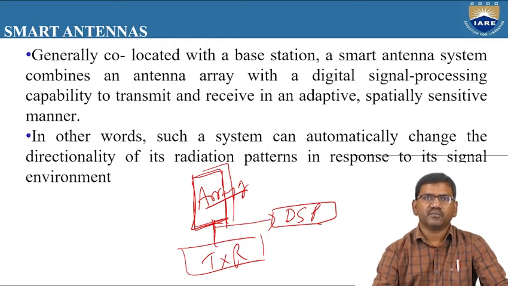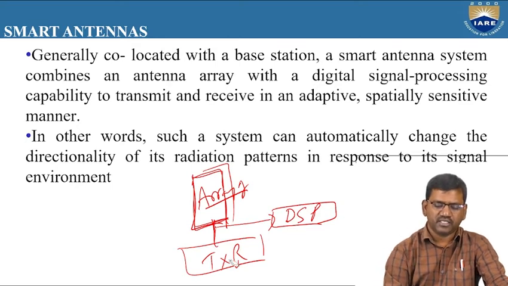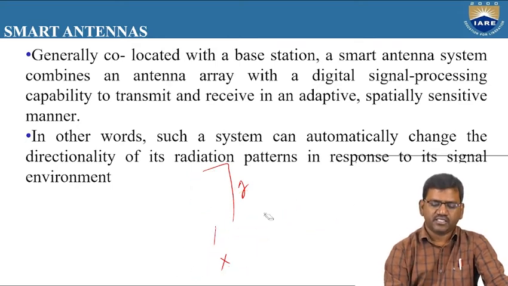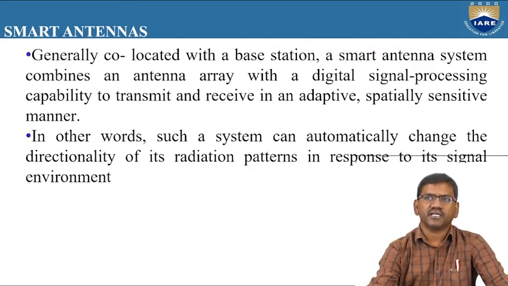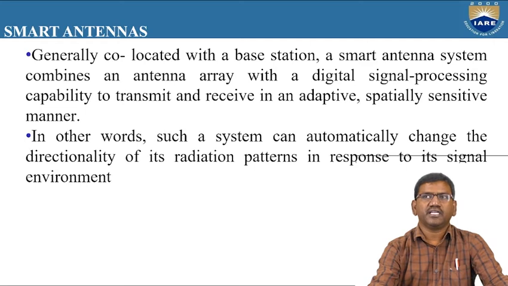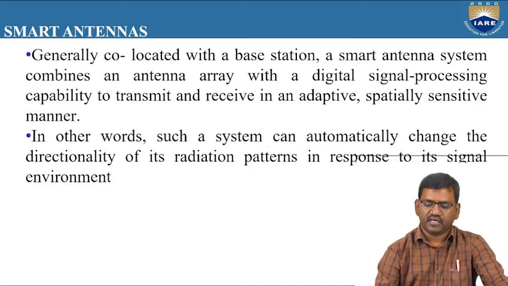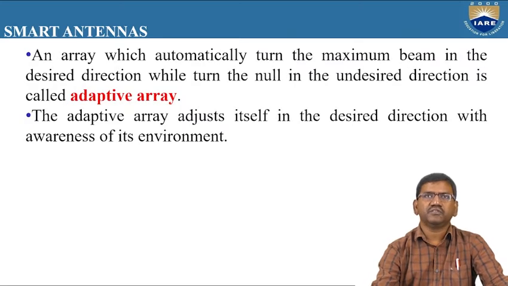That means if there are more users in one direction, then the total bandwidth is allotted to that number of users only. Depending upon the situation, depending upon the environmental conditions, this smart antenna system can change its radiation pattern dynamically. Here, the array that we use in smart antennas, we call it an adaptive array.